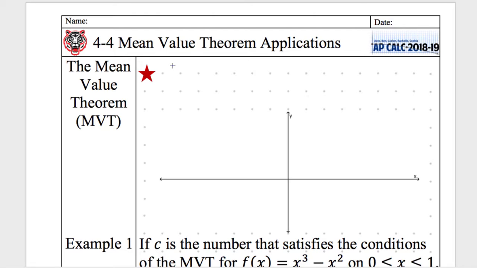This is what you need to write for mean value theorem. This is the definition of mean value theorem. It's f prime of some point, so some point c, f prime of c is equal to the average rate of change, the secant line. So f of b minus f of a all over b minus a.